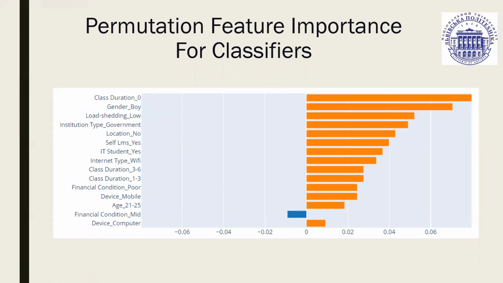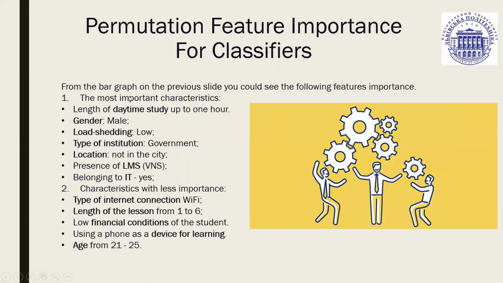Here you can find permutation feature importance for classifiers. This is a good graph that shows how each feature affects our classification results. From the graph, you can see the following feature importance. The most important characteristics are length of the class up to 1 hour, gender male, load shedding low, and time distribution in government. Less important characteristics are internet connection Wi-Fi, length of the lesson from 1 to 6, and low financial condition of the students.